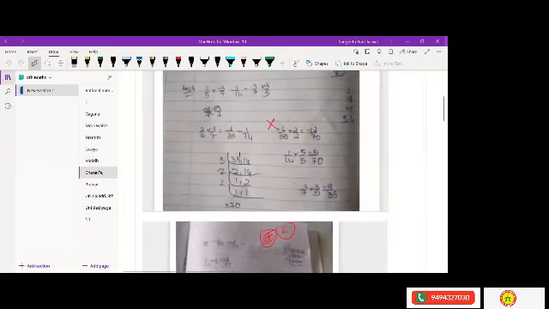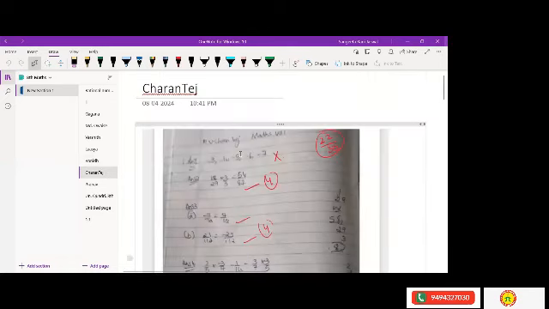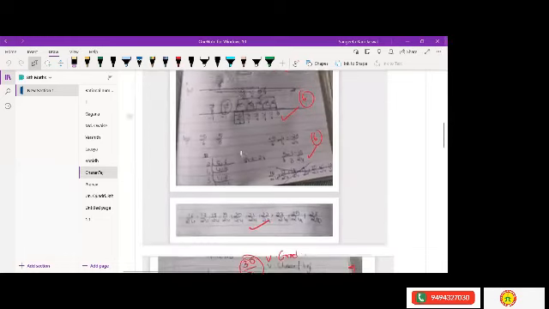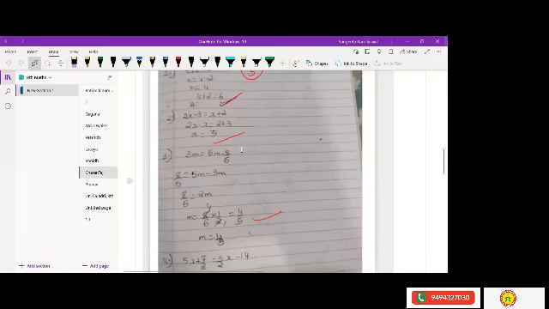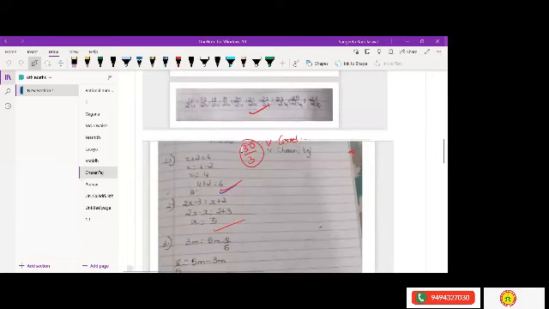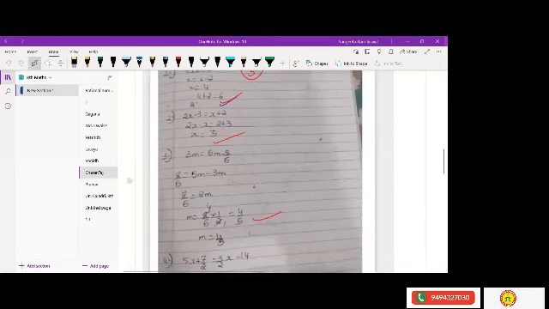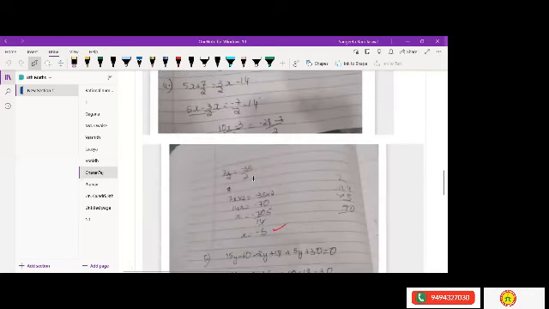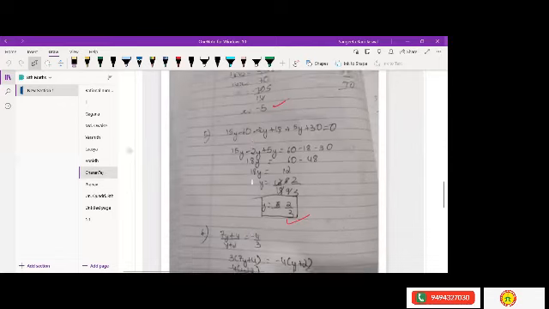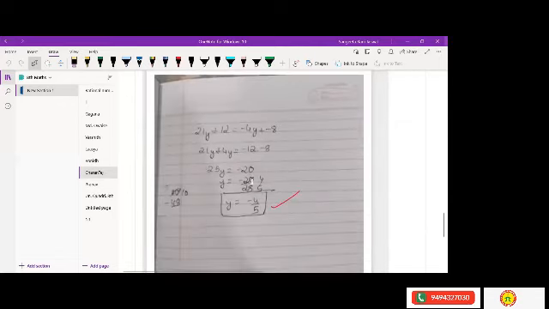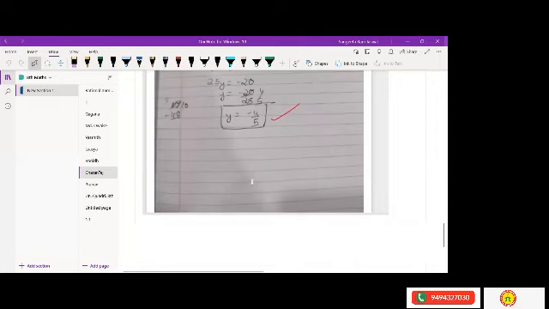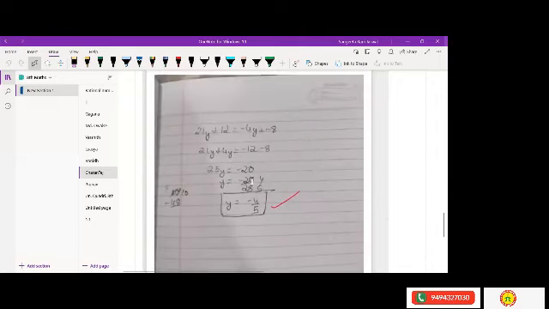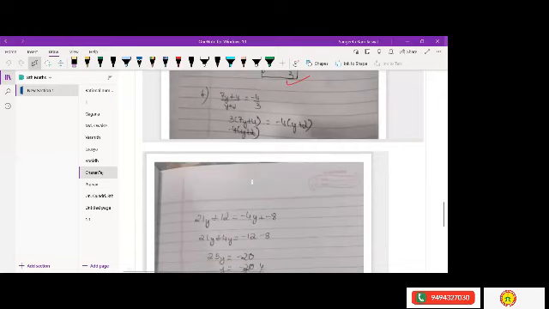Charan Tej, this was your previous paper, the rational numbers subjective one, where you got 22 out of 30. But this time you have done very good. Congratulations to you, Charan Tej. First question is absolutely correct. Second is also correct. Third is also correct. Fourth also. Well done. Fifth also nicely done. And sixth also absolutely fine. Congratulations to you, Charan Tej. Thank you, ma'am. Yes, very good.